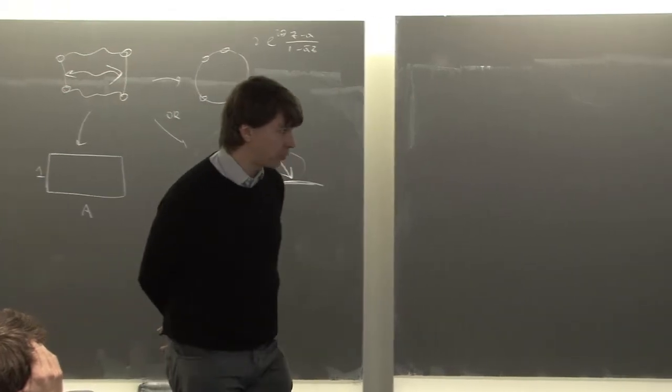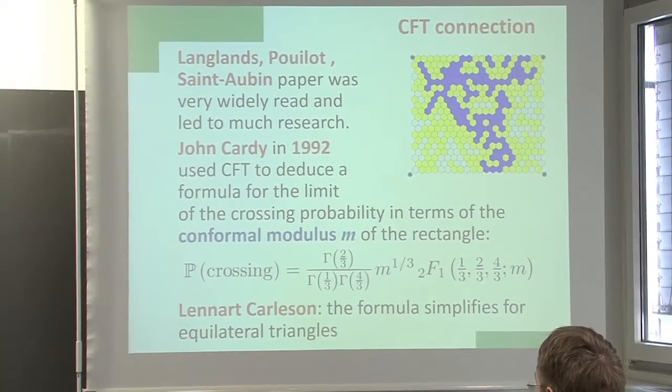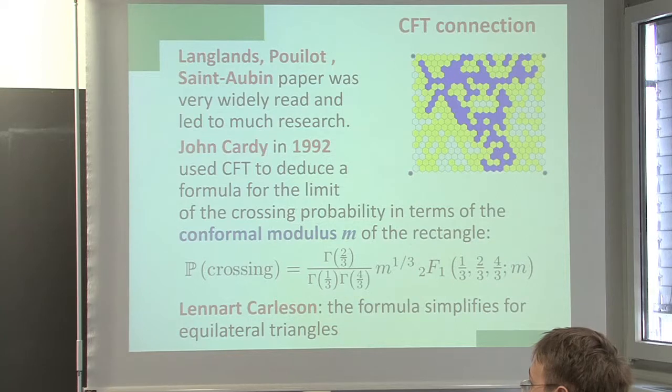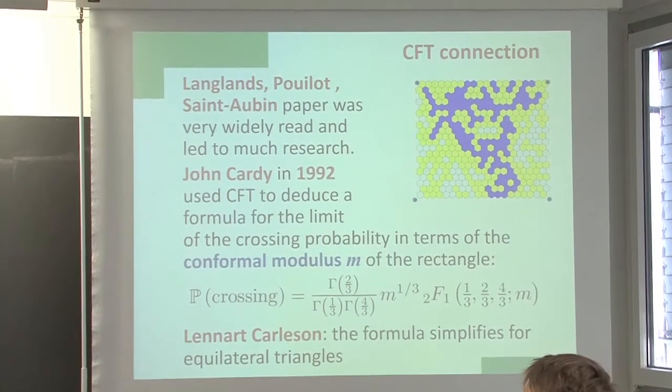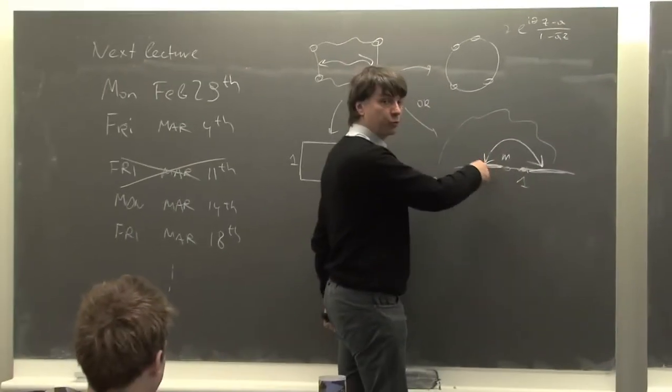So gamma is the gamma function. 2F1 is the hypergeometric function. So it's the simplest function which doesn't have an algebraic formula. That's its definition. So it's the solution of the simplest equation which is not algebraic. And the way Cardy did this, he fixed three points. So he fixed 0, 1, and infinity, and he changed the position of M.